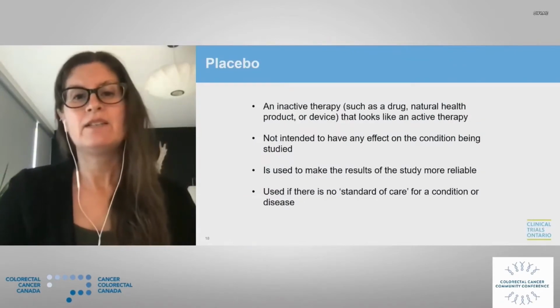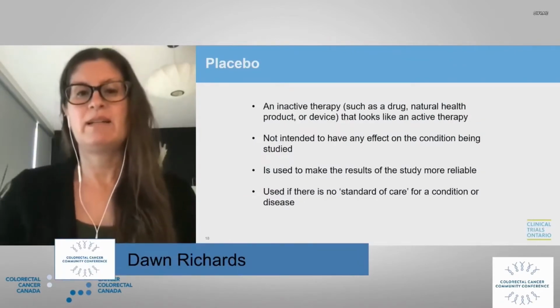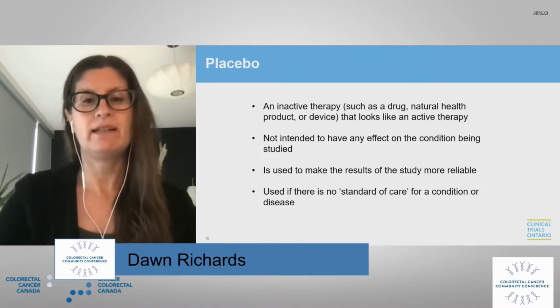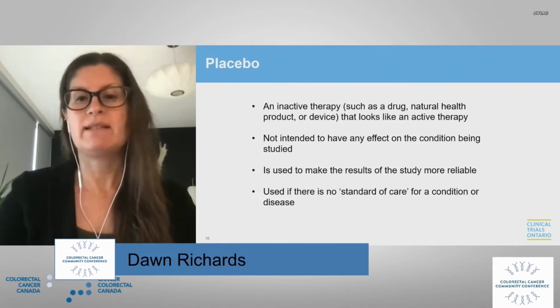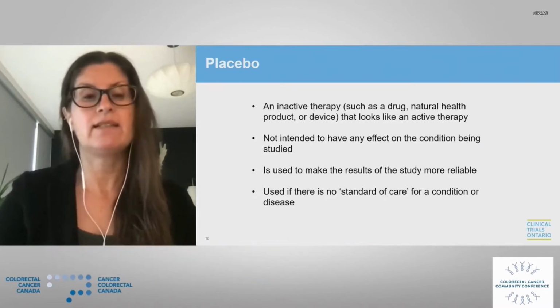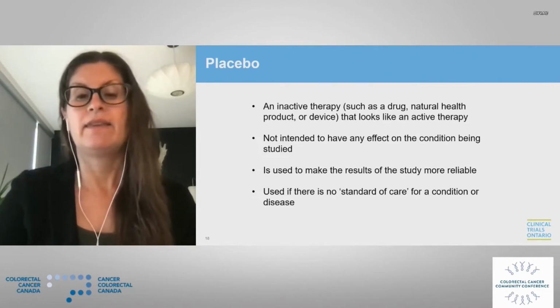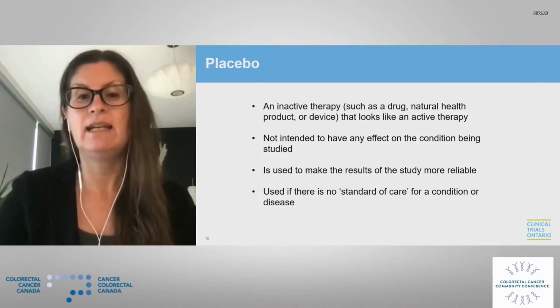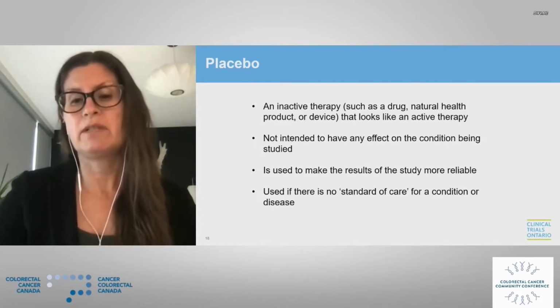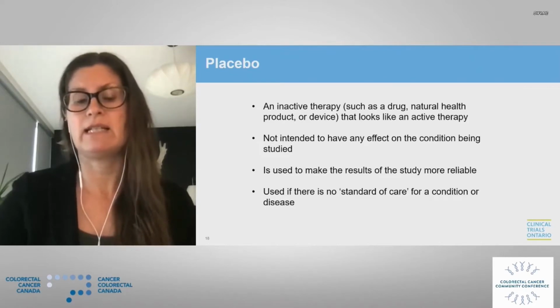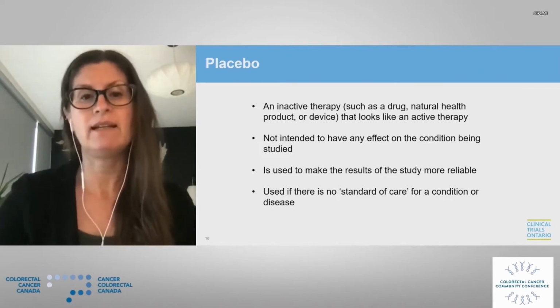Merci, Catherine. So to carry on with what Catherine had been explaining, the next concept I'd like to share with you is placebo. The idea behind a placebo is that it's an inactive therapy that looks exactly like the active therapy that's being studied. The placebo, though, has no intended effect on the condition being studied. And like randomization, it's used to make the results of the study more reliable. A placebo is only used if there's no standard of care for a condition or disease. Next slide.